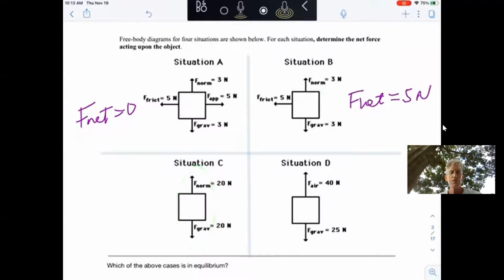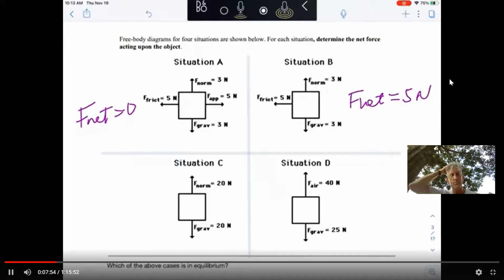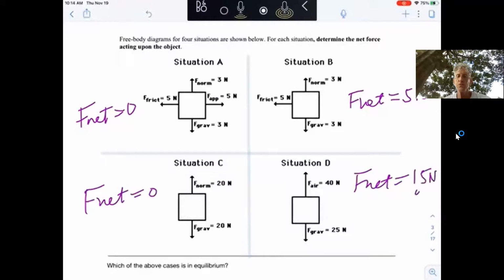Okay, let's do situation C. The vertical forces are balanced, and there are no horizontal forces, so there is no net force because the only forces there are balanced. Situation D: the same thing with no horizontal forces, but the vertical forces are not balanced. So net force would be 40 minus 25, which is 15 newtons, 15 newtons up.